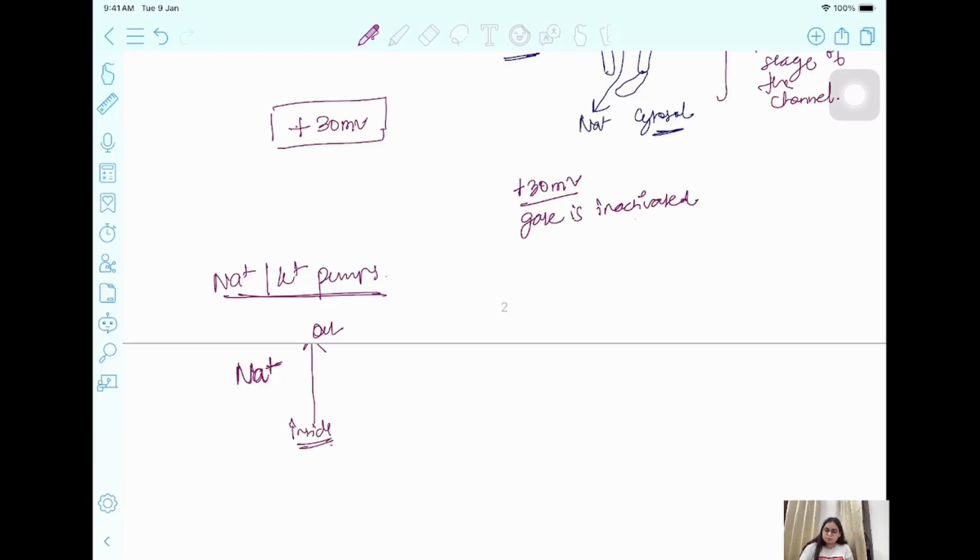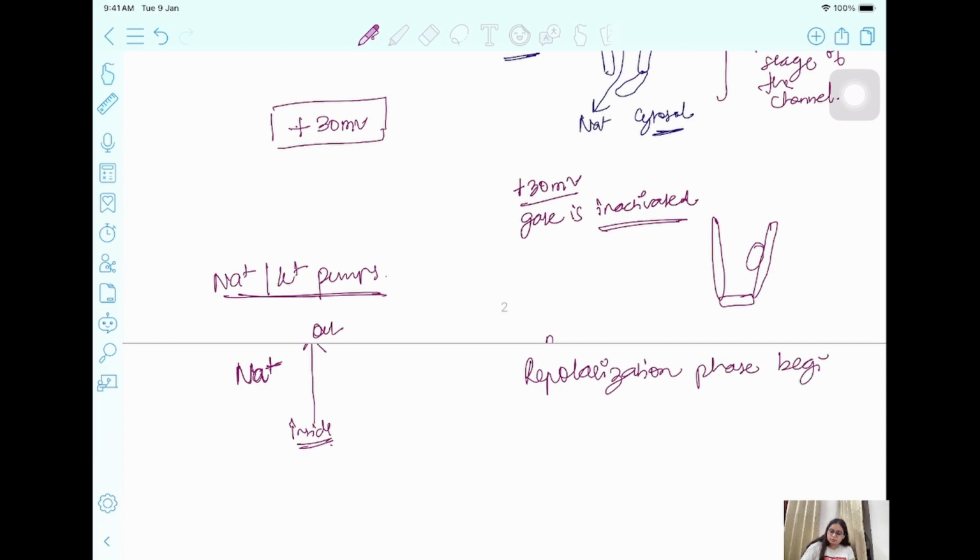The voltage gated sodium channels are now inactivated, which means the inactivation gate will close and the activation gate will remain like this only. At this particular stage, the repolarization phase begins.